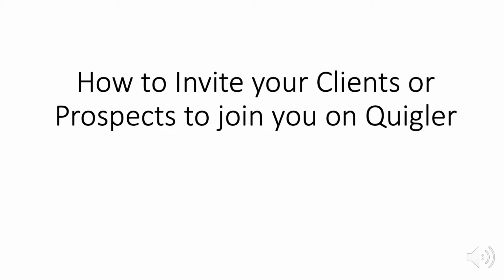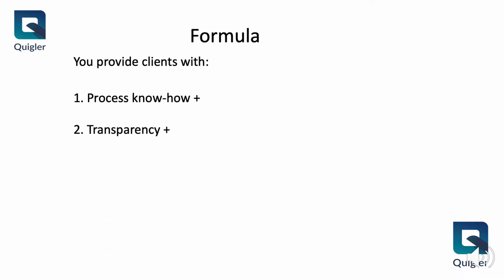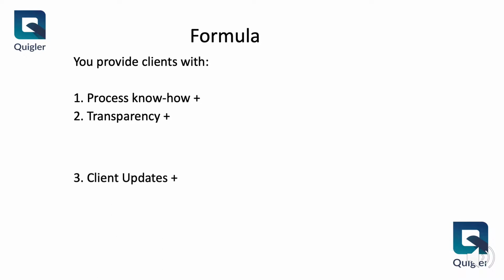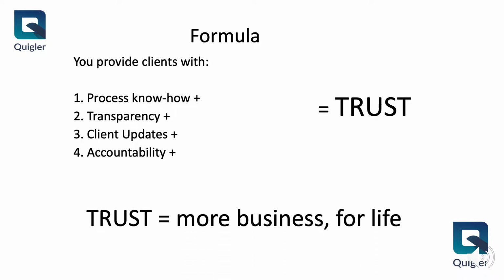Remember, we're trying to solve this problem, which is that 67.5% of consumers say they don't trust us, and 72% of those under 44 say they don't trust us. And we're doing it with our formula. And that formula is pretty straightforward. It simply means that you provide clients with process know-how, transparency, client updates, and accountability, all of which lead to trust. And trust generates more business for life than anything that has ever been invented before.